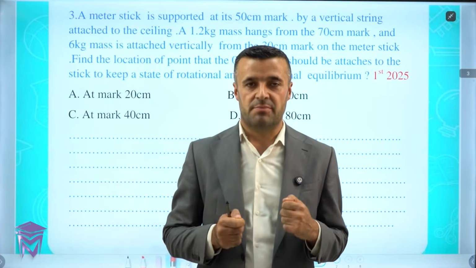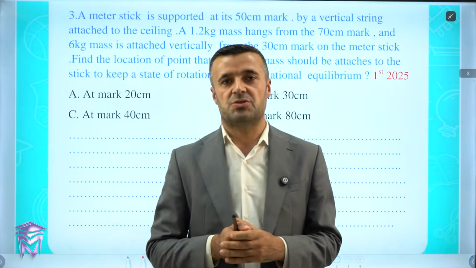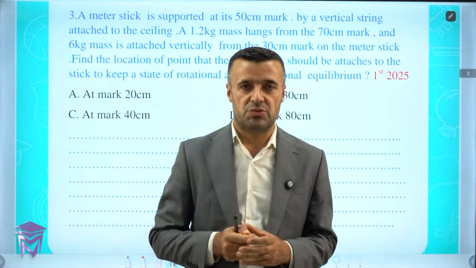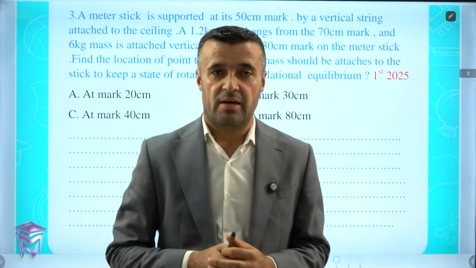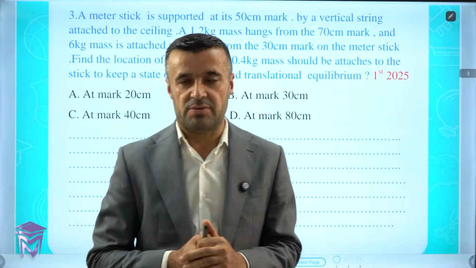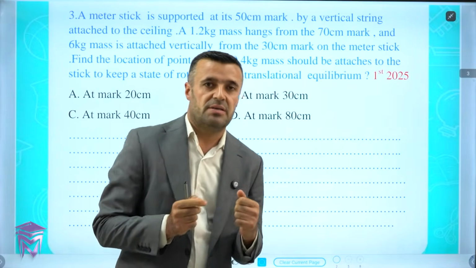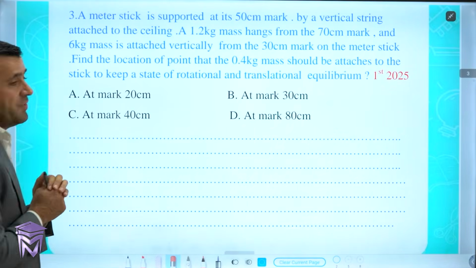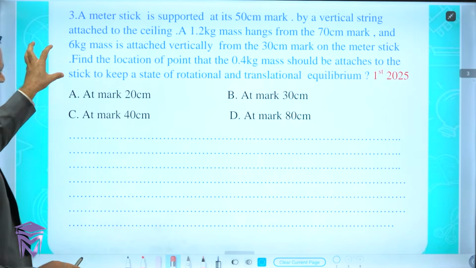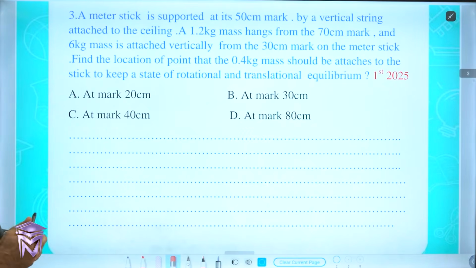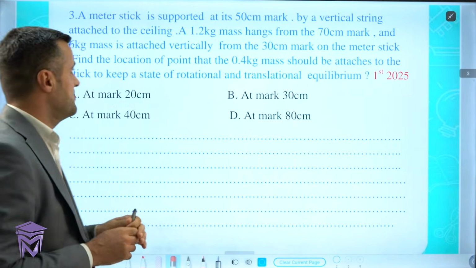Today I will solve some mini-star questions for you. This question is about the 2025 year, first round. At the beginning, now I'll solve question 3. Question 3 is about chapter 2, so it's about the equilibrium subject.